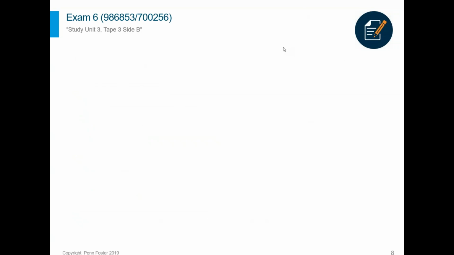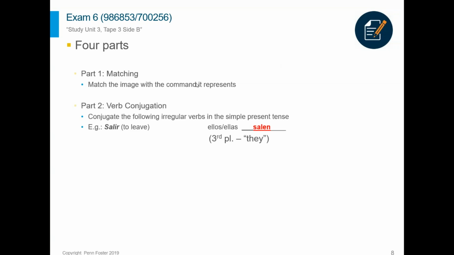All right, the next exam, number 6, is a 4-part exam. Part 1 is matching, so there will be images and you're matching those images with commands. Part 2 and Part 3 are pretty similar. They deal with verb conjugation. So first in Part 2, we will give you an irregular verb in the infinitive form, which is the to version of the verb, and you'll want to conjugate those verbs in present tense.